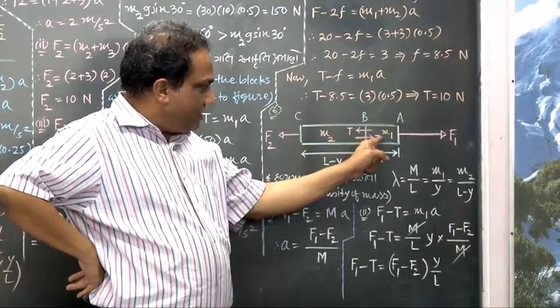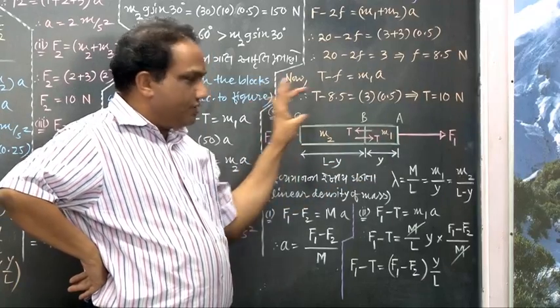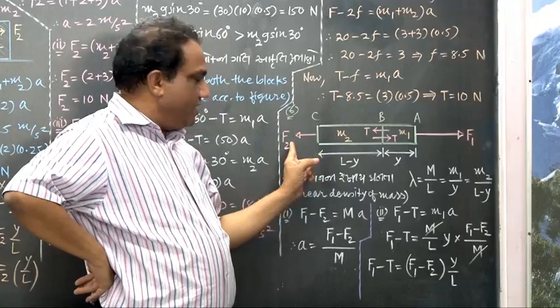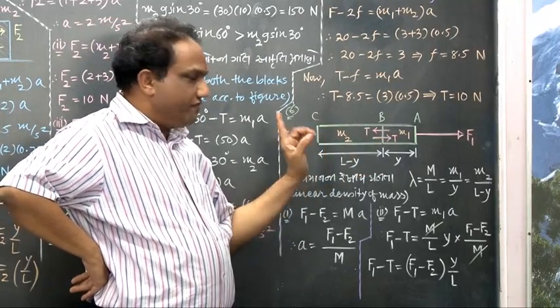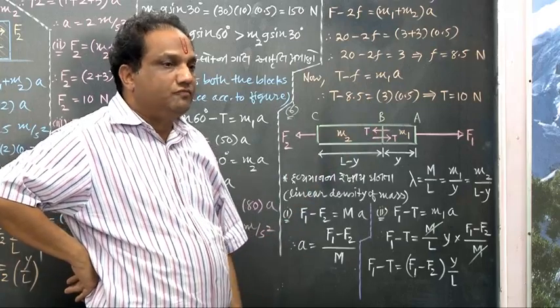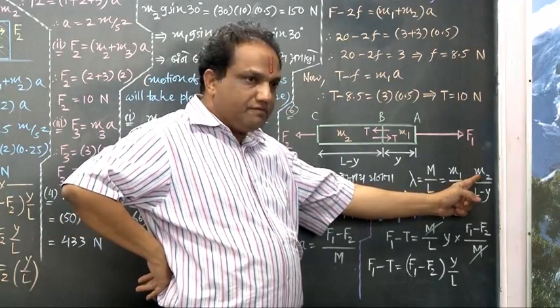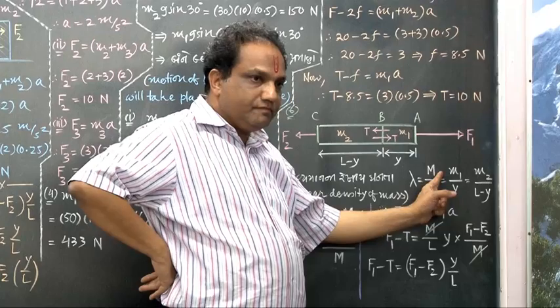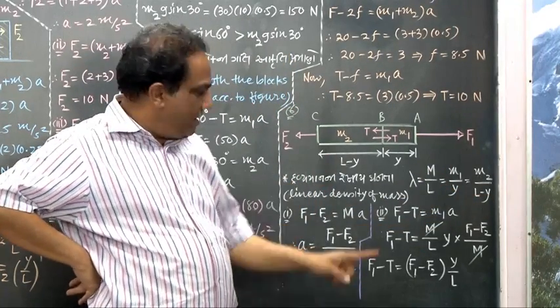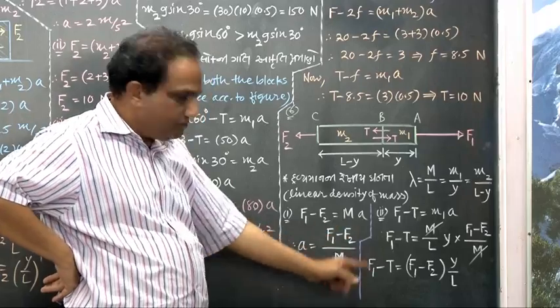The force on this, and that tension, is towards the right hand side, because the rod is moving that way. This force must be bigger, this force must be smaller. So T minus F2 should be equal to M2 into A. Find out M2 from here. M upon L into L minus Y, into A. A is this much.